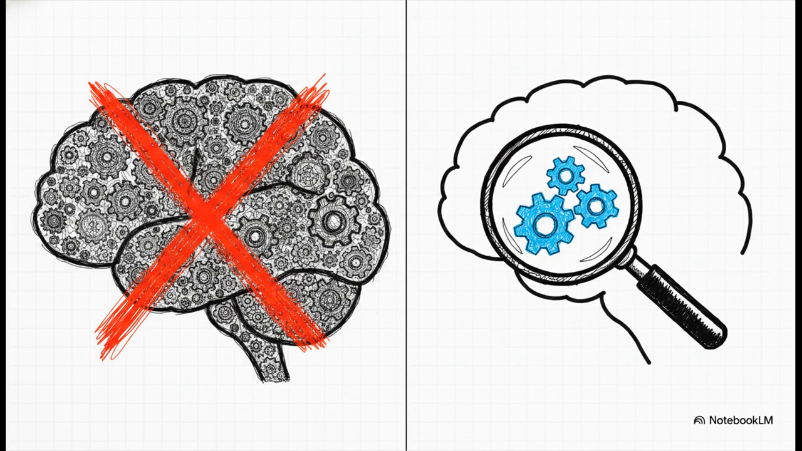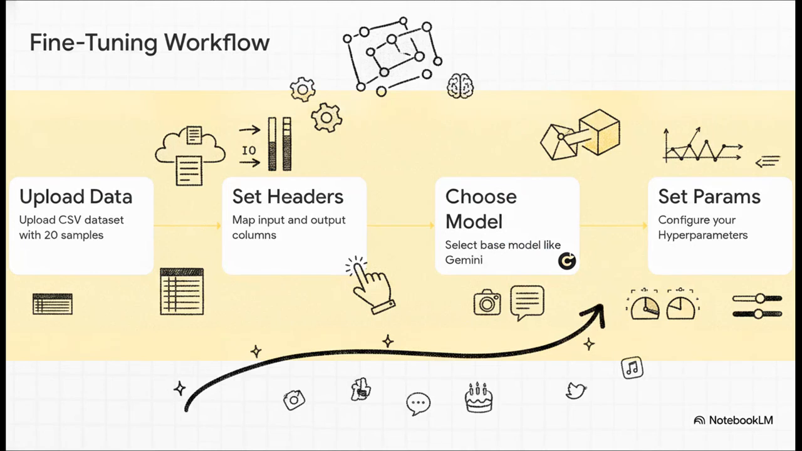We can now dynamically update just the strictly necessary parameters and do it incredibly efficiently. In plain English, you do not need thousands of data points anymore. You can actually fundamentally alter a massive LLM's behavior using as few as 20 high-quality examples. It's wild. And the workflow itself is just incredibly accessible now.